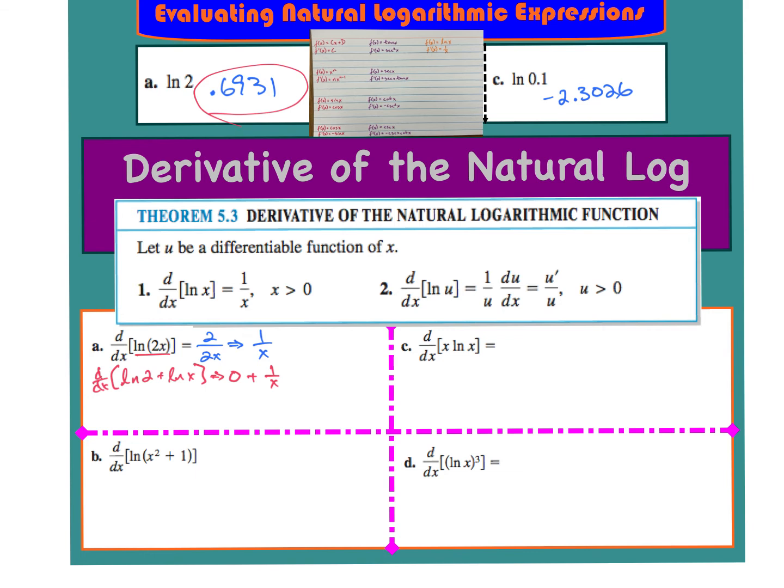Let's look at part B. Now I have the derivative of natural log of the quantity x squared plus 1.